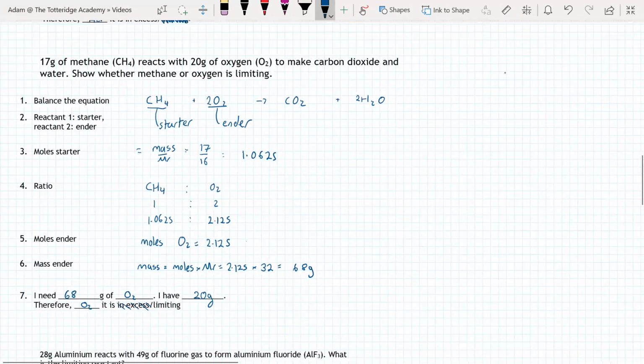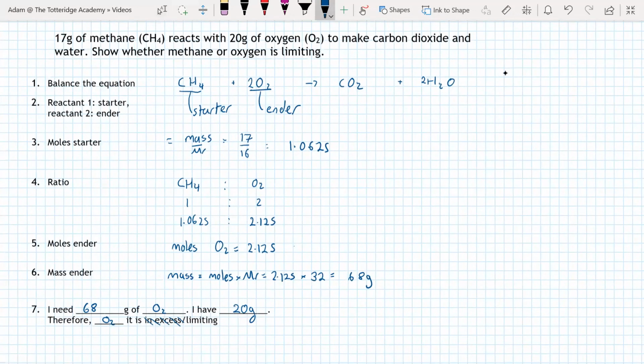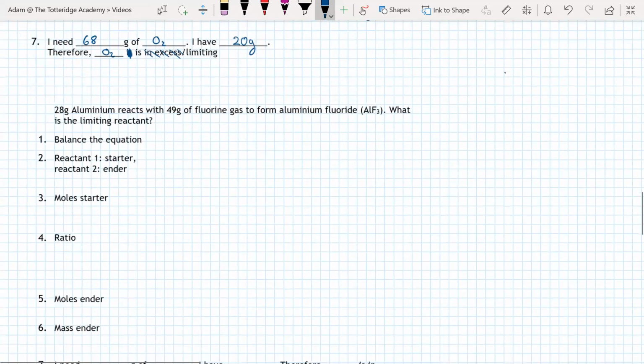Okay, let's try another example. Before we do that, you might have noticed there's a slight typo in my writing frame, which I made such a big fuss out of and then made a mistake in it. It should just say is. I've deleted that from the next ones coming up. So it should just say, therefore, O2 is limiting. Brilliant. Right, let's have a look at this one.